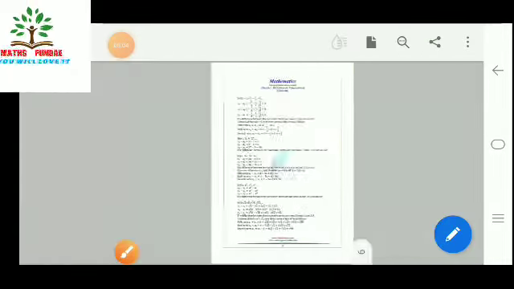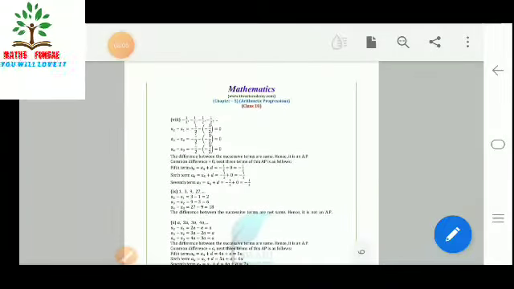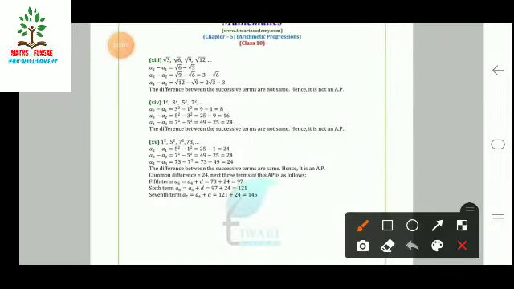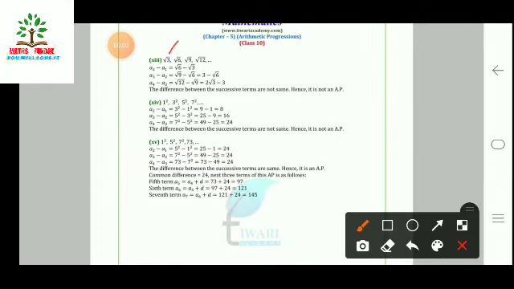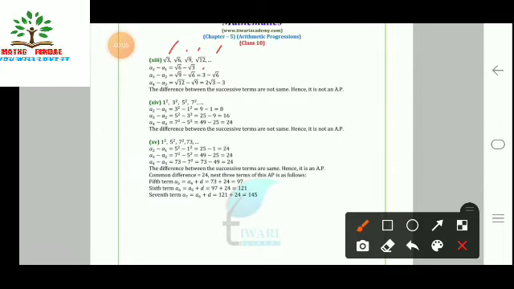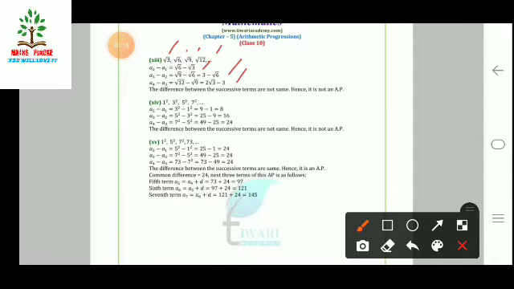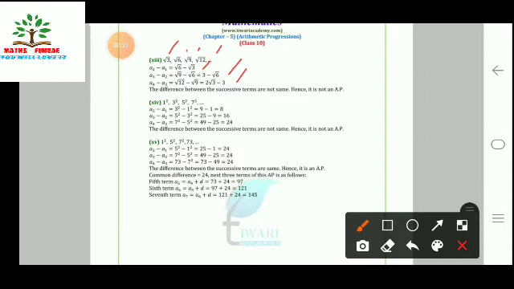Now in the next part, we have root 3, root 6, root 9, root 12. Here a2 minus a1 is root 6 minus root 3, a3 minus a2 is root 9 minus root 6, that is 3 minus root 6. Then a4 minus a3 will be 2 root 3 minus 3. So the differences of successive terms are not the same, hence it is not an AP.